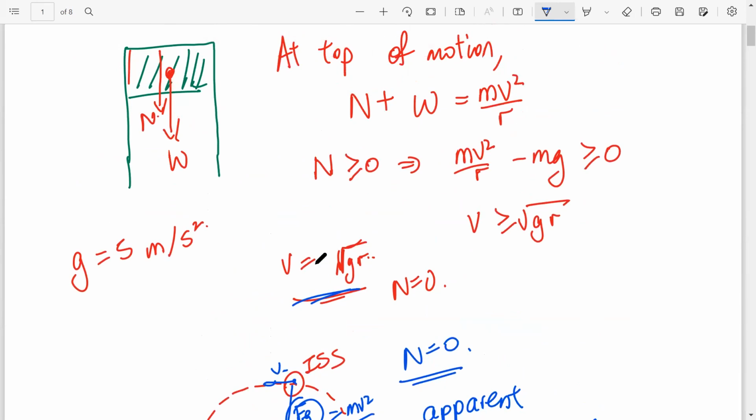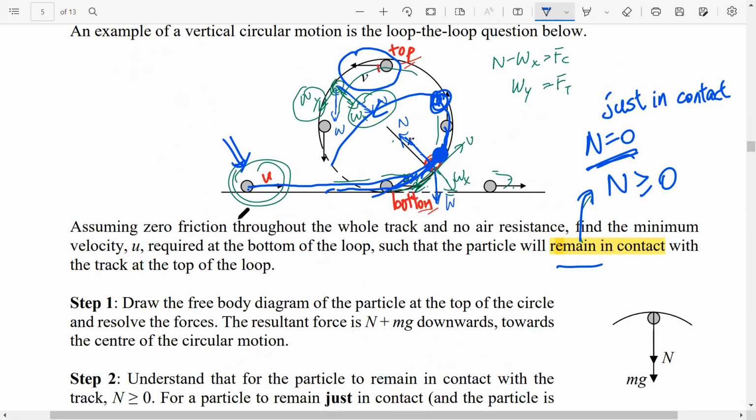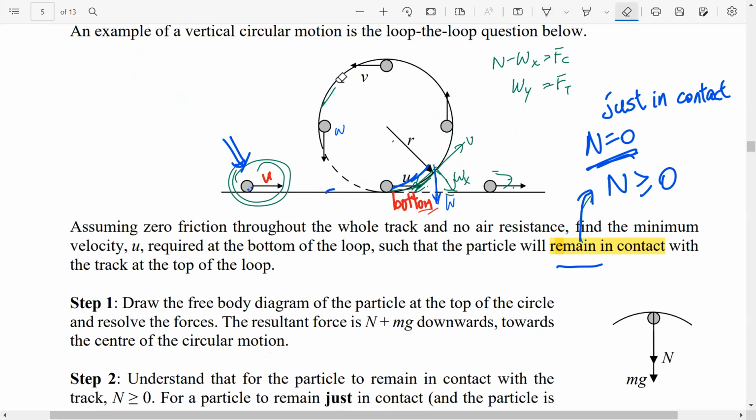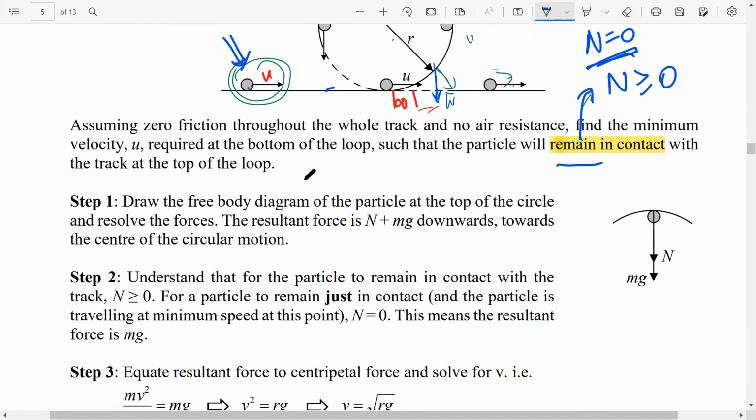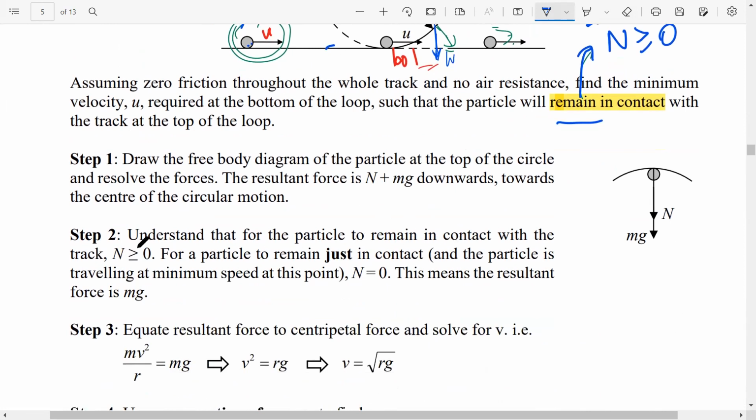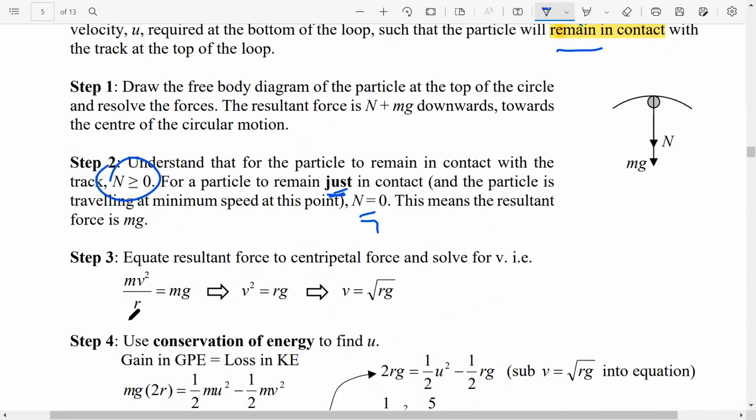Okay, let's go back to the question here. Again, the question is, find the minimum speed such that you remain in contact. The only way to analyze is to start from the top part. From the top part here, we know that for it to remain in contact, N is greater than or equal to 0. Or to simplify your calculations without inequalities, we want it to be just in contact, so N equals 0. Because of that, mv squared over r equals mg, and we get this, same as just now.